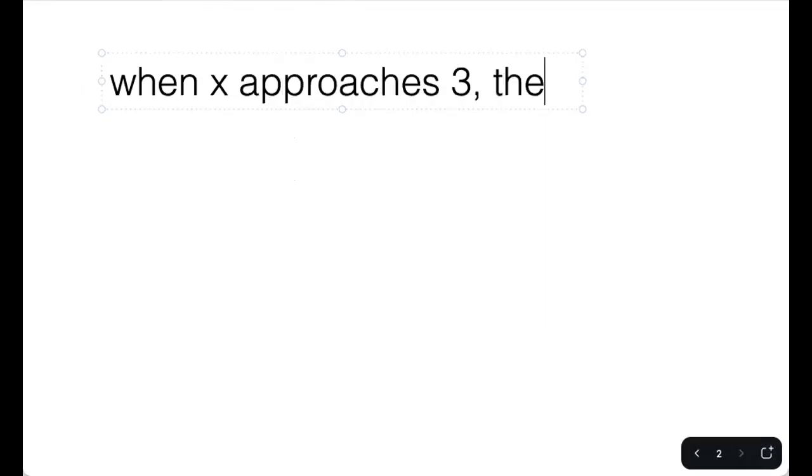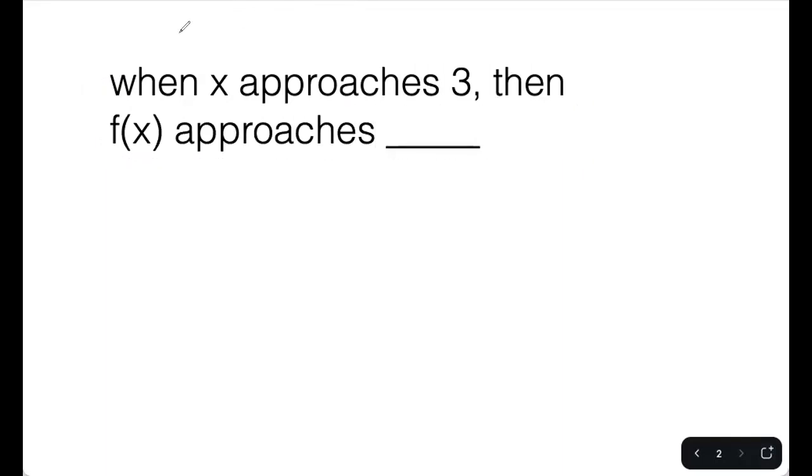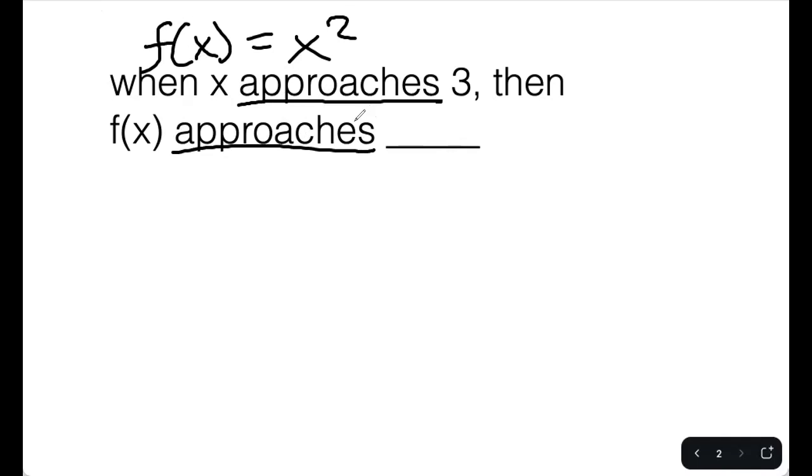But then limits is asking a different question. So this is when x approaches 3, then f of x approaches blank. We're going to say f of x is the same thing. How do you figure this out? Because it deals with approaching instead of equaling.